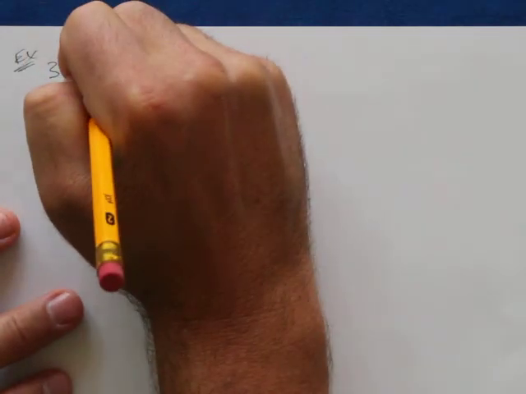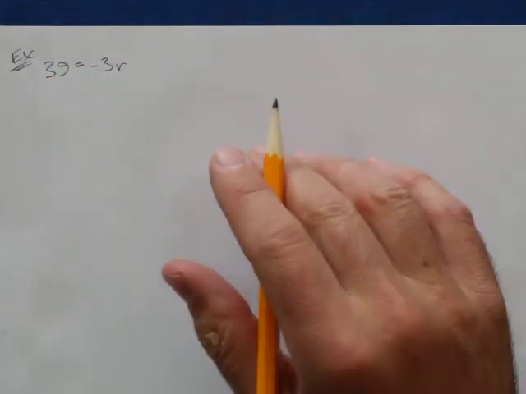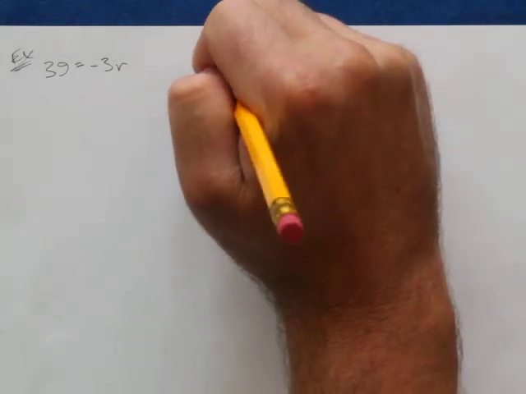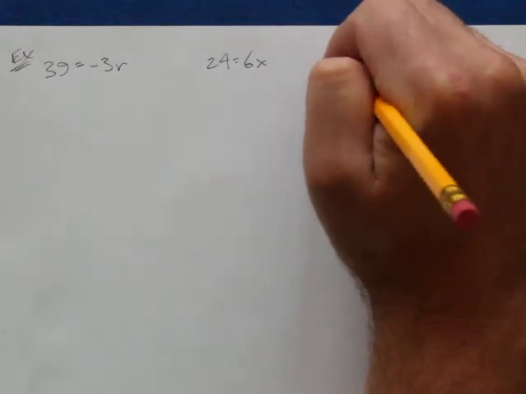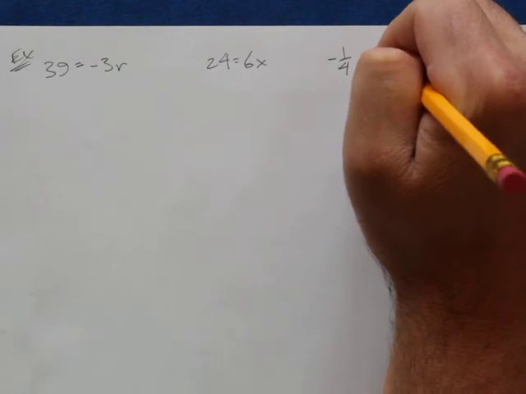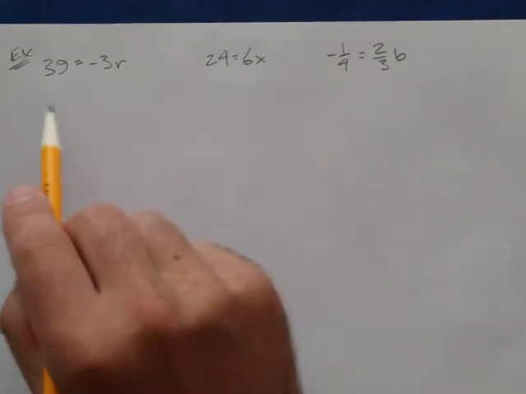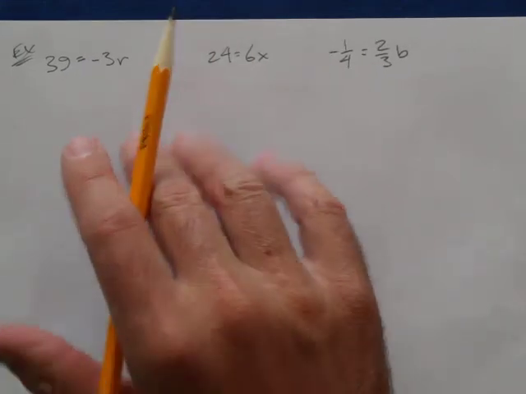I've got 39 equals negative 3r. And let's have a couple more here. 24 equals 6x. And negative 1/4 equals 2/3 b. All right. So let's do this first one here together, and then maybe we'll do these as a you try.